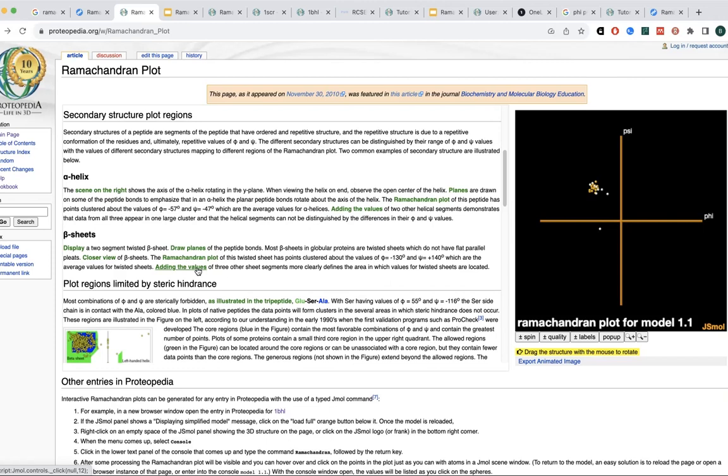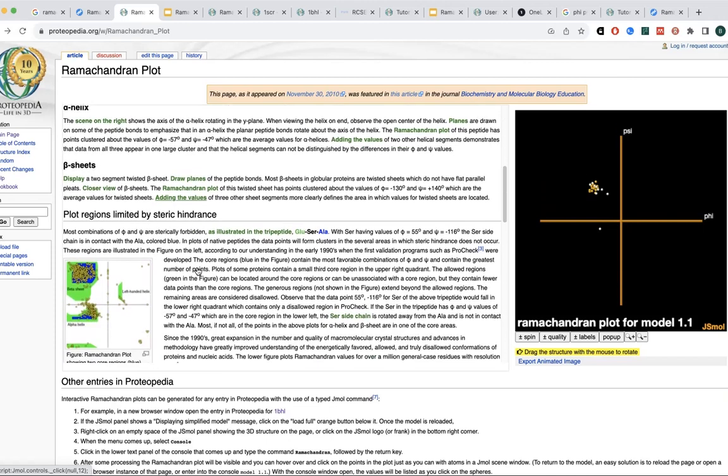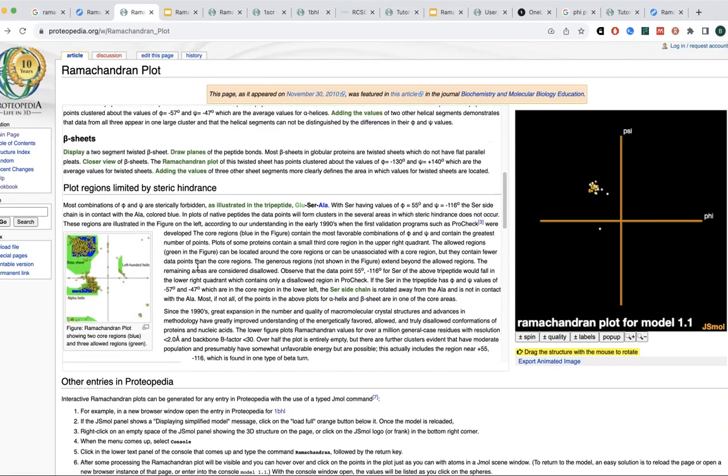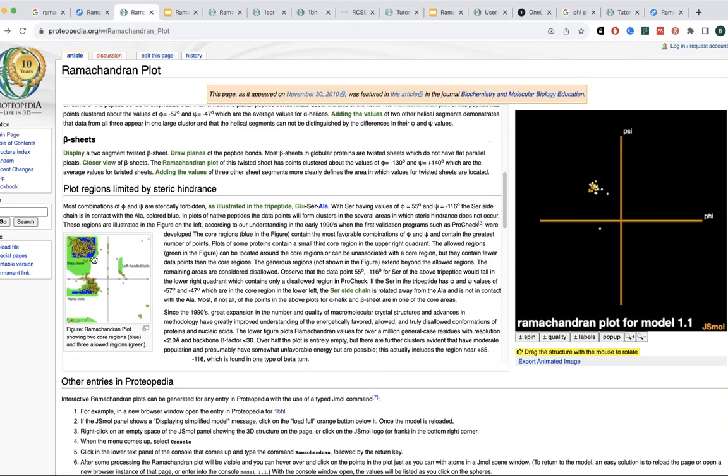And so now if you imagine doing this for lots and lots of models, then what you see is that they're going to cluster in certain areas, representing the different forms of secondary structure. Because remember that it's not like the Ramachandran plot is dictating where these things go. They're plotting the points where these things naturally go, and they naturally go that way in order to minimize that steric hindrance and maximize the favorable hydrogen bonding ability.